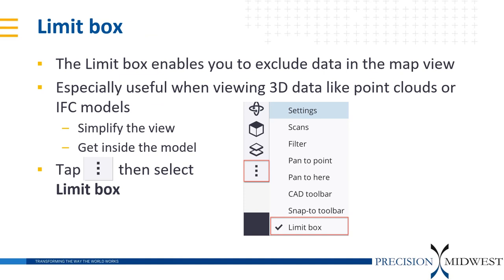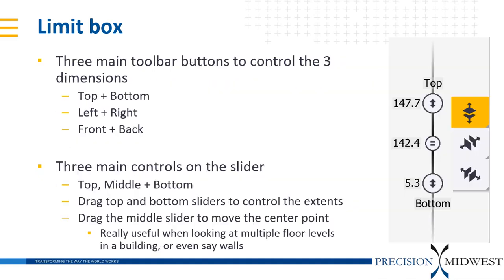There's a limit box now, so for your SX10 or IFC model users, whether you're using a model or a scan, you can create a limit box similar to what's in TBC. Again, press the 3-dot button and set up the limit box. There are 3 main toolbar buttons to control the 3 dimensions. You can select the up and down, the front and back, and side to side. On the right-hand side, you'll see the top and bottom, but then the equals in the middle. If you drag the equals, it sets that constant basically.